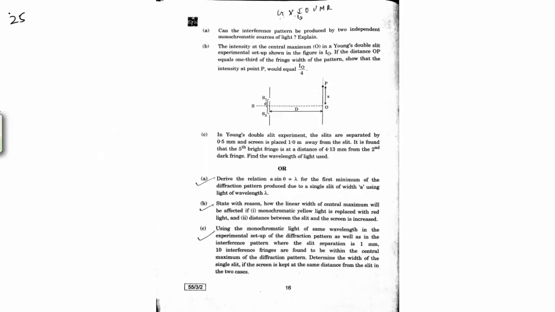Question number 25, part A. Interference pattern cannot be produced by two independent monochromatic sources of light because the phase difference delta phi between them is not constant.